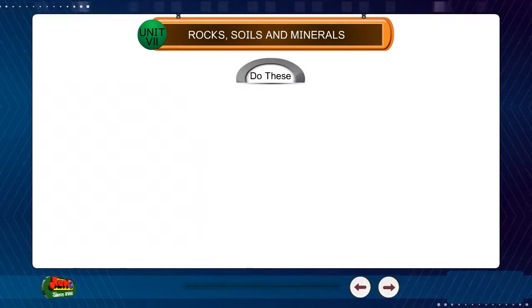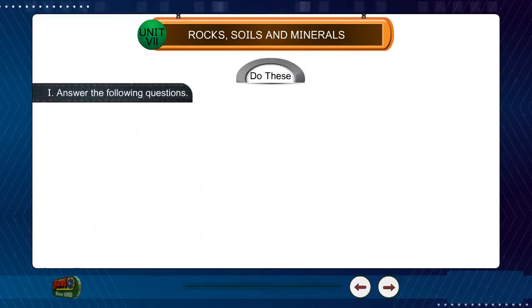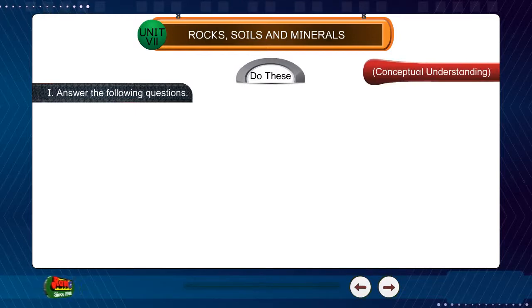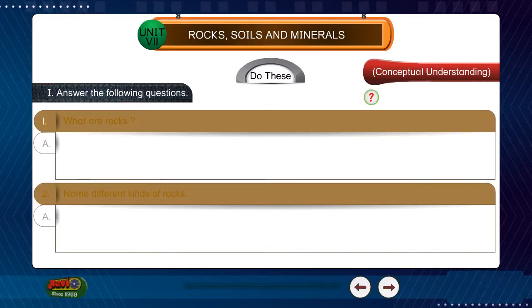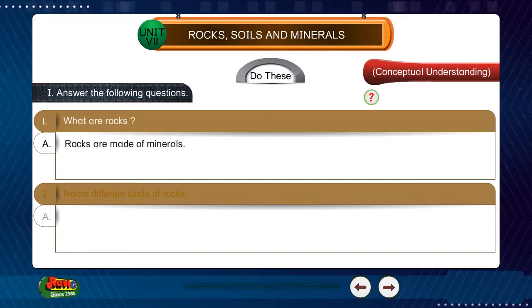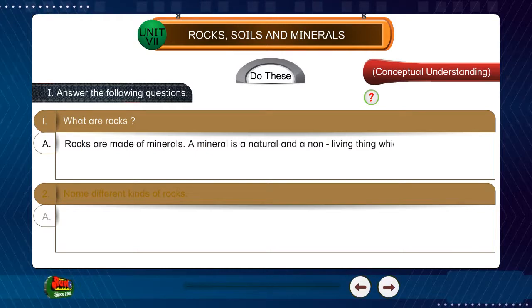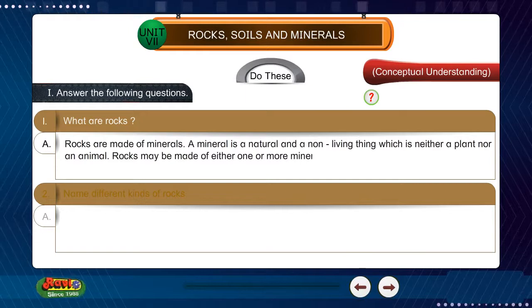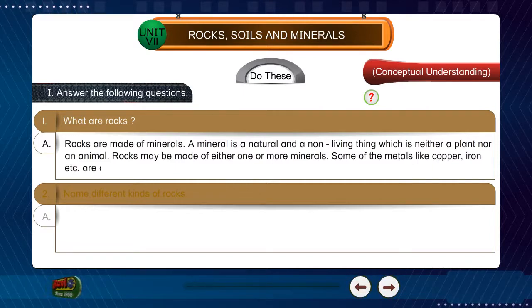Do these. 1. Answer the following questions. Conceptual understanding. 1. What are rocks? Answer. Rocks are made of minerals. A mineral is a natural and non-living thing, which is neither a plant nor an animal. Rocks may be made of either one or more minerals. Some of the metals like copper, iron, etc. are all found in the form of rocks.